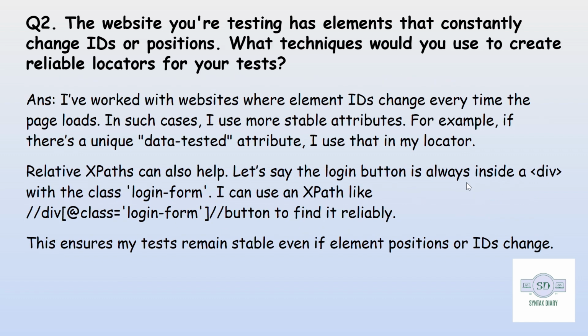The website you are testing has elements that constantly change IDs or positions. What techniques would you use to create reliable locators for your tests? I have worked with websites where element IDs change every time the page loads. In such cases, I use more stable attributes. For example, if there is a unique data-testid attribute, I use that in my locator. Relative XPaths can also help.